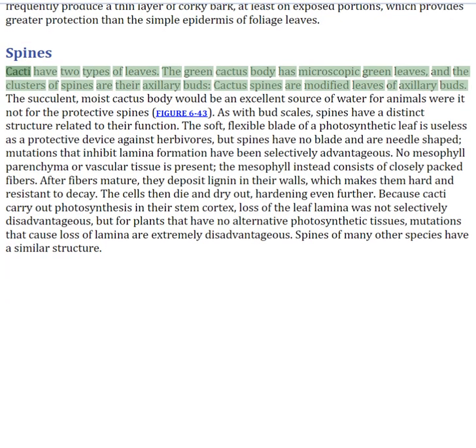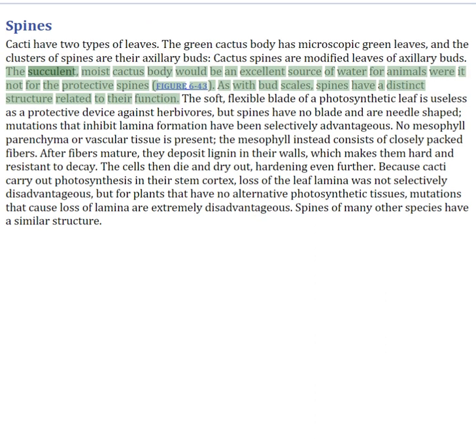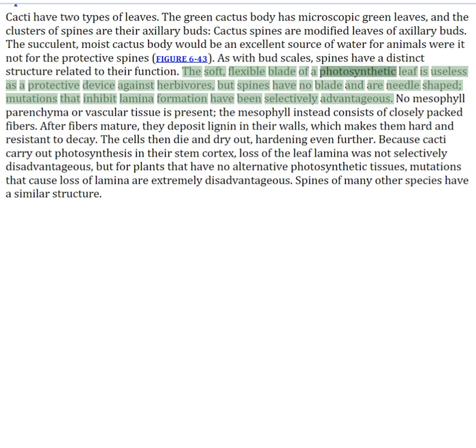Spines. Cacti have two types of leaves. The green cactus body has microscopic green leaves, and the clusters of spines are their axillary buds. Cactus spines are modified leaves of axillary buds. The succulent, moist cactus body would be an excellent source of water for animals were it not for the protective spines. As with bud scales, spines have a distinct structure related to their function. The soft, flexible blade of a photosynthetic leaf is useless as a protective device against herbivores, but spines have no blade and are needle-shaped. Mutations that inhibit lamina formation have been selectively advantageous.